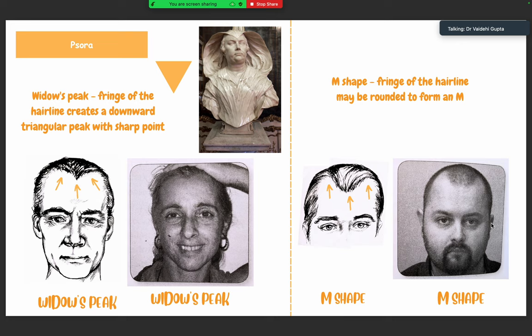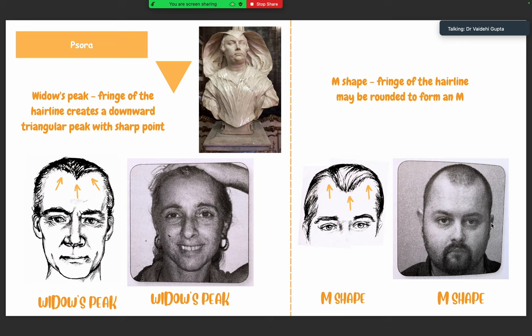Low hairline: when the hairline is approximately half a centimeter below the normal curve of the forehead, it is called a low hairline. When it is above that line, it will be syphilis, it will represent balding. But when it is low, it is Sycosis in miasm.